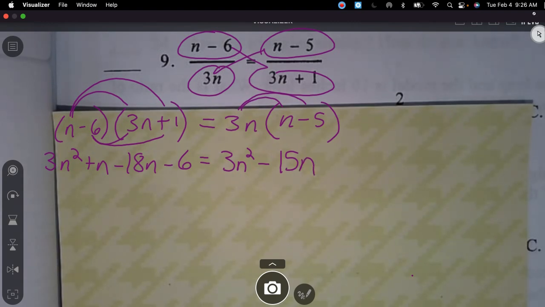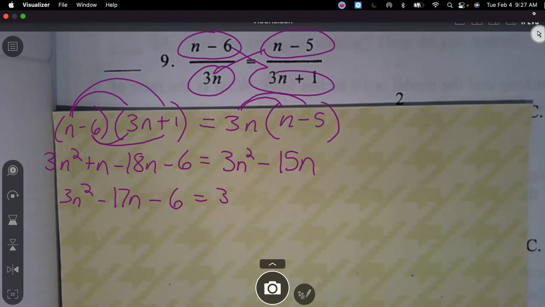Okay. Now we combine like terms. This is fantastic because the n squares are going to cancel each other out. If not, we would have to factor and stuff like that. But we don't. So let me go ahead and rewrite 3n squared. What does this combine to? A negative 17n. Does everybody understand what happened there? 1n minus 18n is negative 17n.